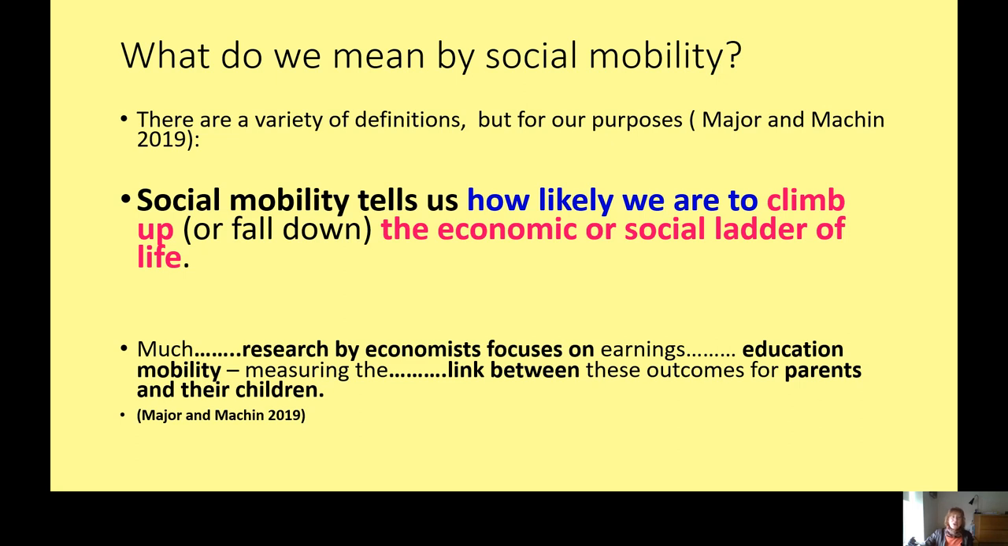And they discussed how lots of research into this by economists focuses on making comparisons between young people and their parents and discovering whether or not young people earn more and attain higher levels of education than their parents did. And if that was the case, then we could argue that social mobility has happened. But if it wasn't the case, then we're questioning what has happened. Why haven't children done at least better than their parents?